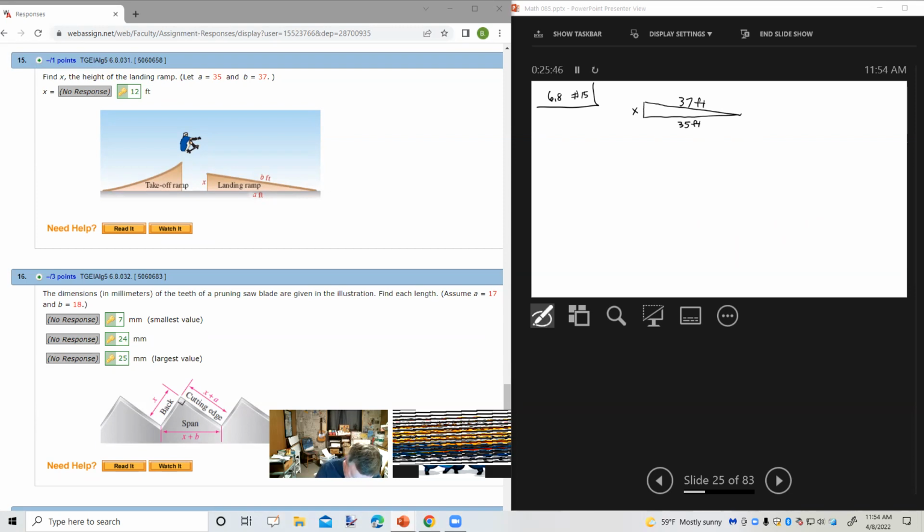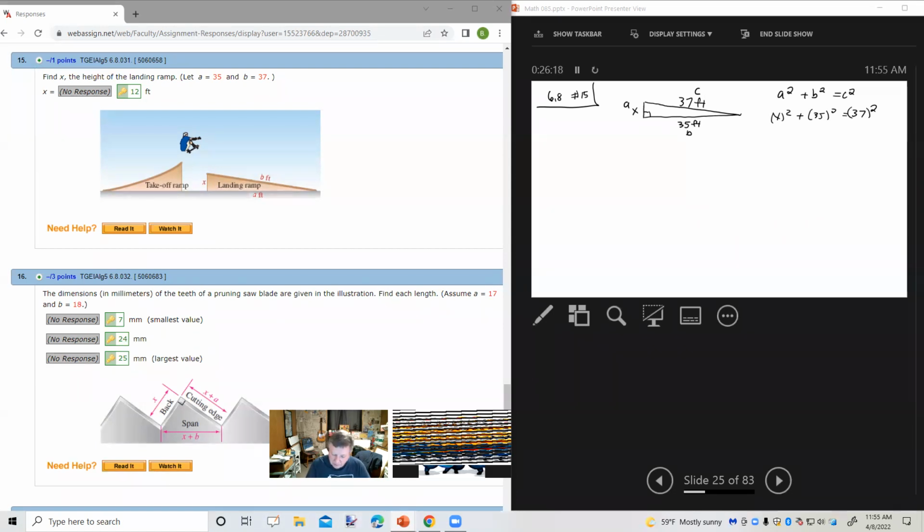And here is our right angle. So the 37 would be the hypotenuse. So that has to be C. These others are A and B. A squared plus B squared equals C squared. So we get X squared plus 35 squared equals 37 squared.